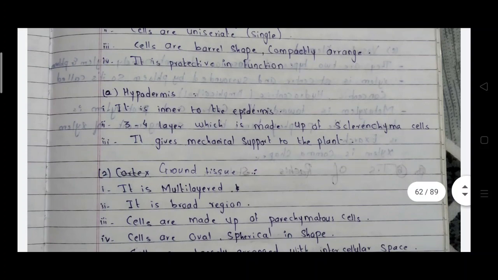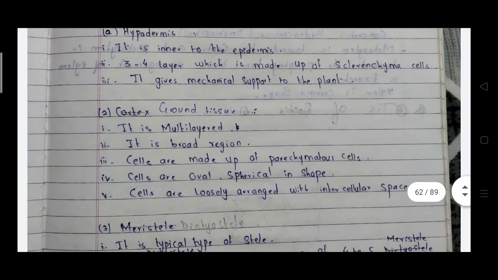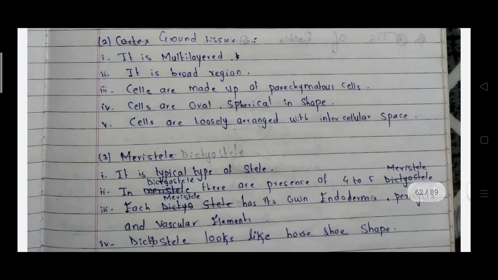Then the second part is the ground tissue. Ground tissue covers the broad region. It is multi-layered, made by parenchymatous cells, and the cells are oval or spherical and they are arranged with intercellular spaces. Then the third important part of this section is the dictyostele. The dictyostele is the typical type of stele, and in it there are 4 to 5 meristeles, and each meristele has its own endodermis, pericycle and vascular element.